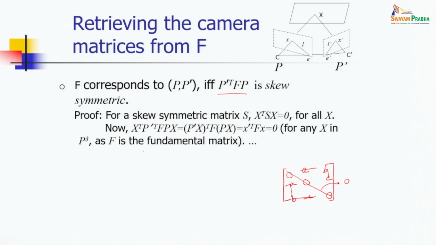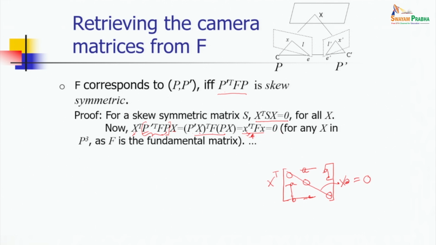skew symmetric matrix, you can show that X transpose S X equals 0 for all X, which is true for this P prime transpose FP. Because in the 3-dimensional projective space, there are X and the same point will always give 0 because of the characteristic equation. So this is the derivation. You get X prime transpose F x, that is equal to 0, we know for the corresponding pairs.